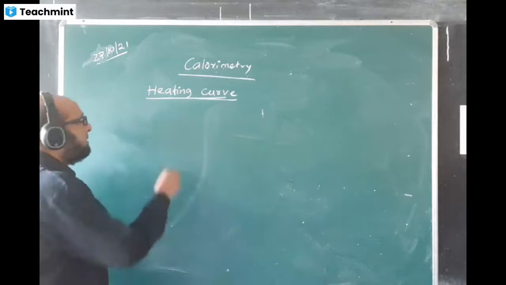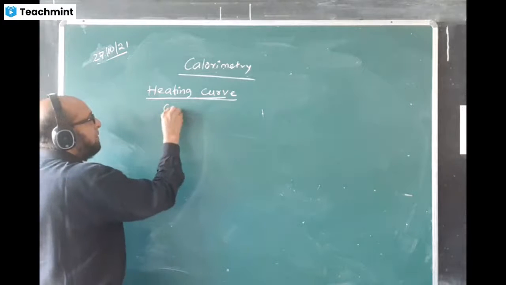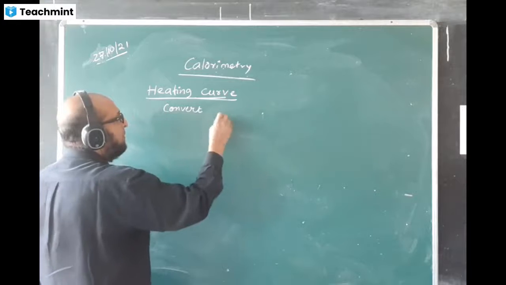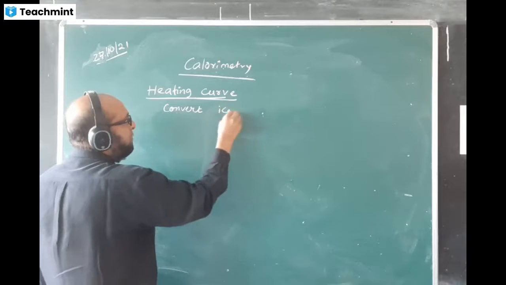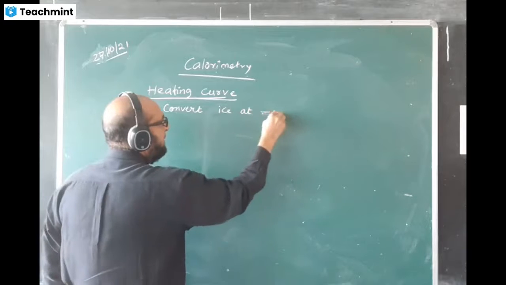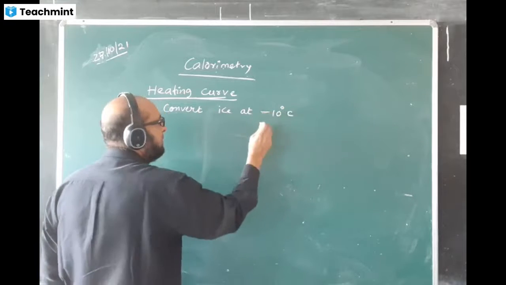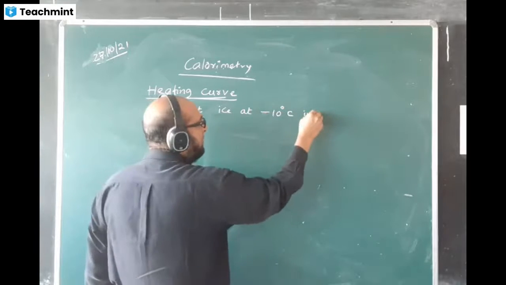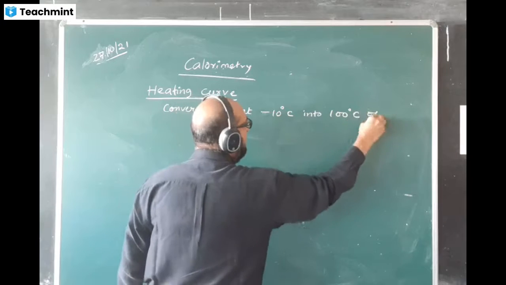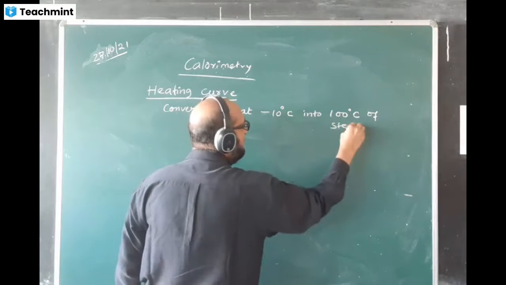For example, they are asking to convert a certain quantity of ice at minus 10 degrees Celsius into steam at 100 degrees Celsius.